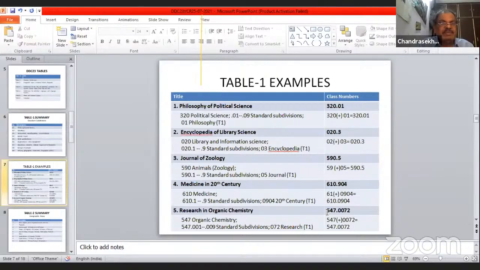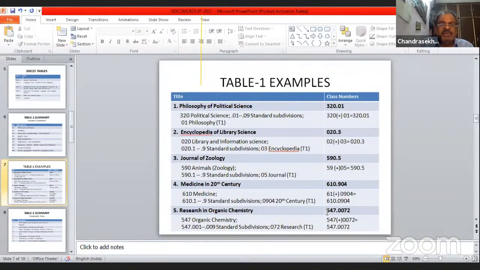We'll take some examples. Philosophy of political science. Political science is 320. Philosophy number is 01. Theory and philosophy 01. You have seen table 1. So remember table 1. What are the subdivisions of table 1? You can easily, without wasting time, build up the number very easily.